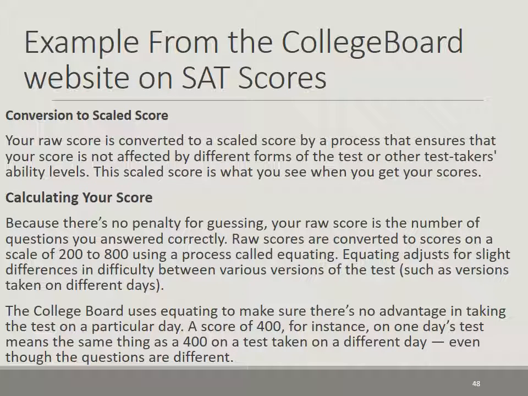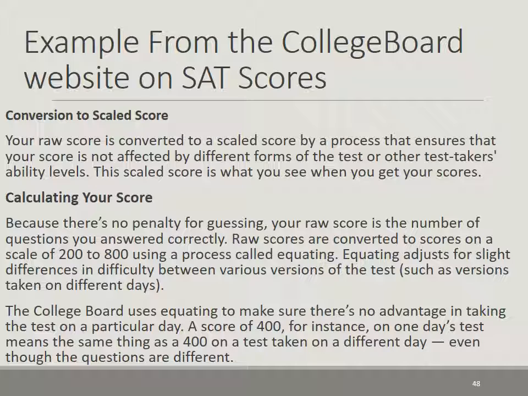So this is an example from College Board. This is from their website directly. And it's talking about how you have a raw score that goes to a scaled score so that you're not affected by different versions of the test, because at any given time they're testing multiple versions of the same test at the same time. So you see the scaled score ultimately.